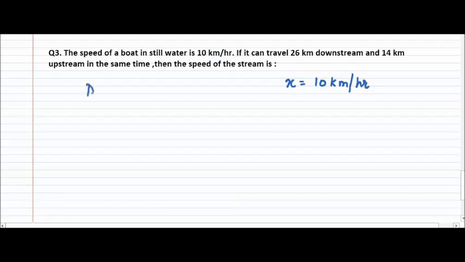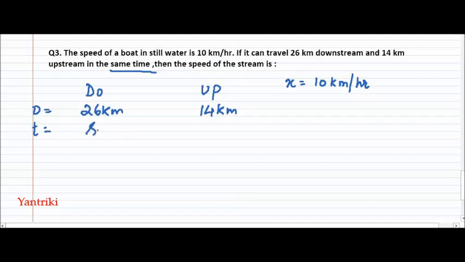If it can travel 26 kilometers downstream, so I have this data for downstream and this is the data for upstream. So the distance traveled in this case is 26 kilometers, and for upstream the distance traveled is 14 kilometers in the same amount of time. So time in both cases is the same. Time is the same for upstream as well as downstream. Now what they want us to calculate is the speed of the stream. That is, we have to determine the value of y in kilometers per hour.